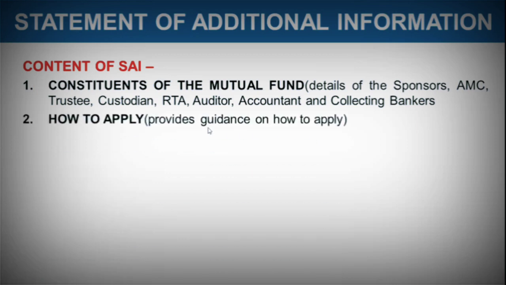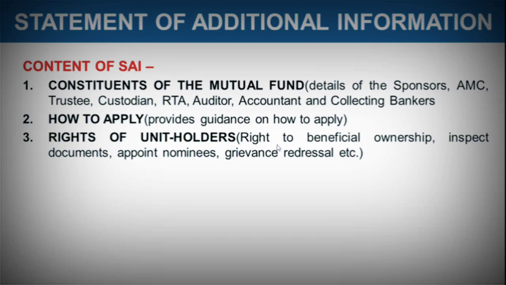As I said, along with the SID, the SAI also guides investors on how they can apply for a particular scheme during new fund offers, so how they can make an application. Rights of unit holder. We learned this in a previous chapter as well. There are certain rights like the right to beneficial ownership, right to inspect documents, right to pledge your mutual fund units, right to appoint nominees, grievance redressal, etc. So all these rights that an investor has would be mentioned in the statement of additional information.